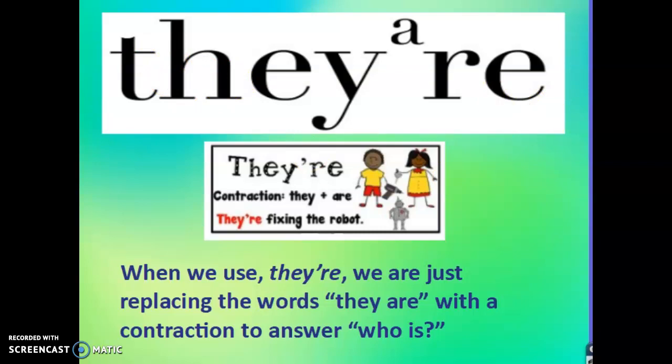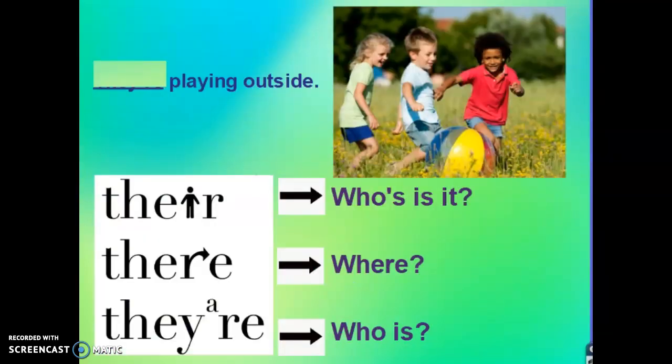Now we're going to take a look at a couple examples. Let's take a look at the first sentence. They're playing outside. Now in this sentence, we're not asking whose is it, so we know that it can't be this there. Now let's take a look at the second one. In this sentence, we're also not asking where. We're not asking where they're playing outside. So let's take a look at this last one. They are. Who is? They are. They're playing outside. So that one makes sense because we're answering our question, who is?